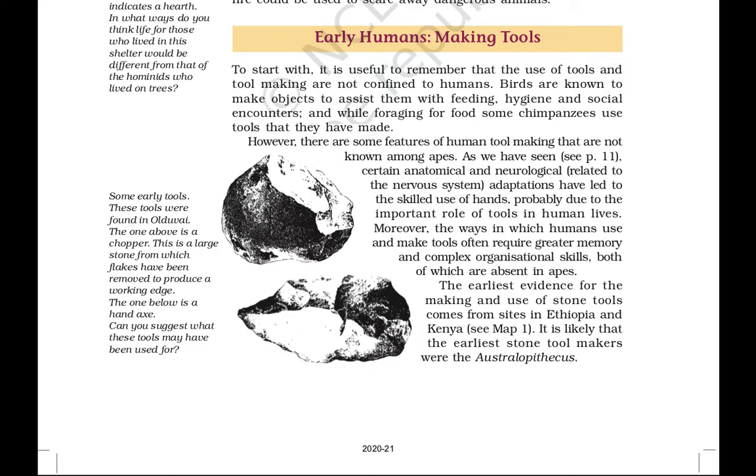As we have seen, certain anatomical and neurological adaptations, related to the nervous system, have led to the skilled use of hands, probably due to the important role of tools in human lives. Moreover, the ways in which humans use and make tools often require greater memory and complex organizational skills, both of which are absent in apes. The earliest evidence for the making and use of stone tools comes from sites in Ethiopia and Kenya. It is likely that the earliest stone tool makers were the Australopithecus.